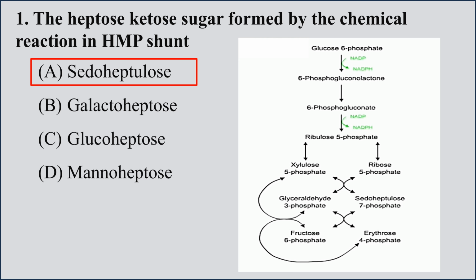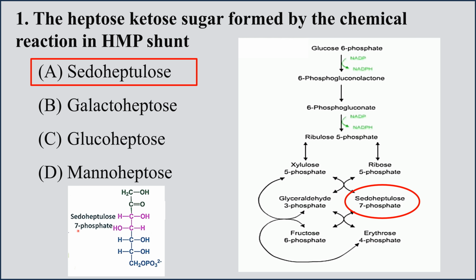As you can see here, shown is the pentose phosphate pathway. The sedoheptulose is formed here, which is a 7-carbon molecule. Sedoheptulose is formed by the transketolase reactions between xylulose 5-phosphate and ribose 5-phosphate. These both are epimers of each other.